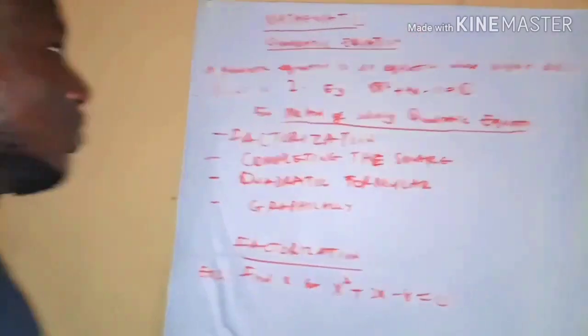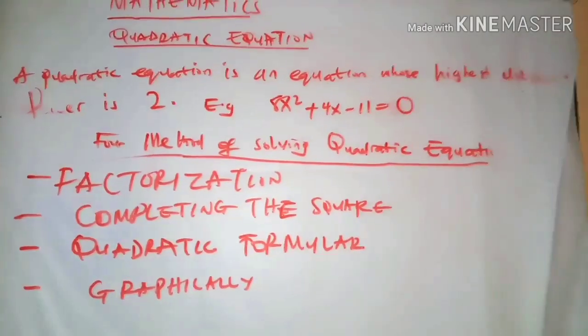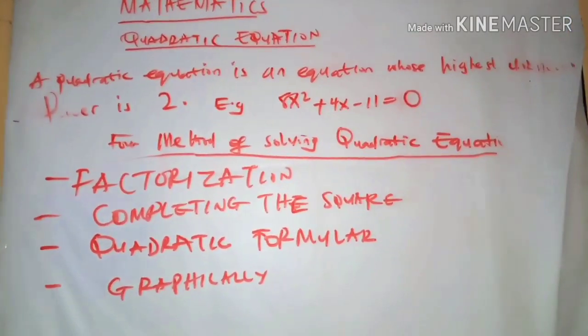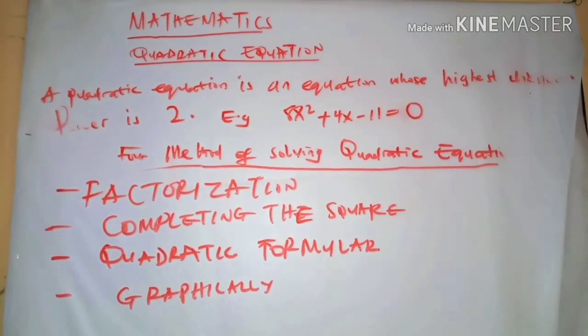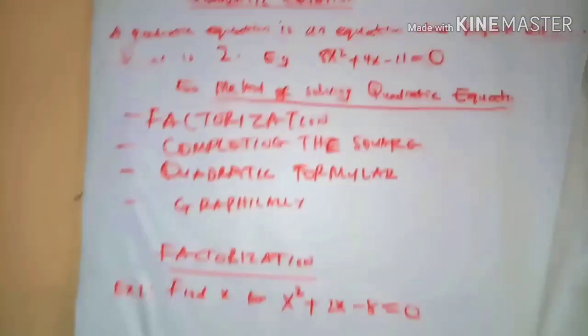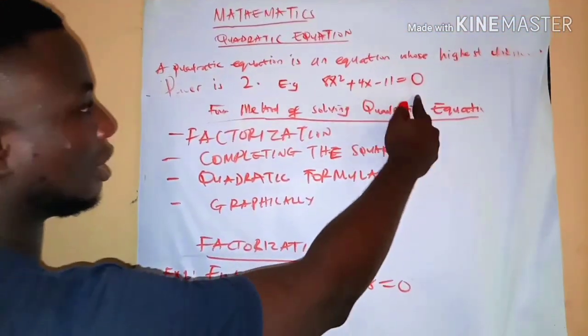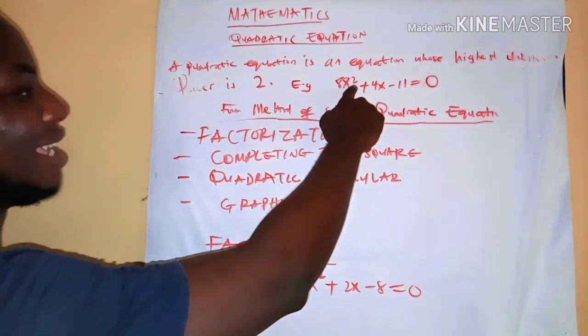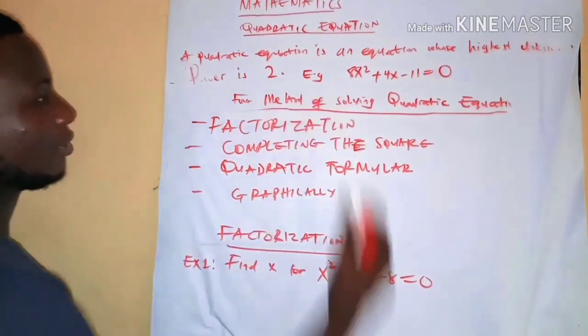So, what is a quadratic equation? A quadratic equation is an equation whose highest unknown power is 2. An example is written on the board, which is 8x squared plus 4x minus 2 is equal to 0. So the highest unknown power of x is 2, and this is why this is a quadratic equation.